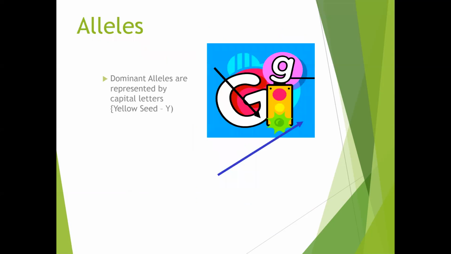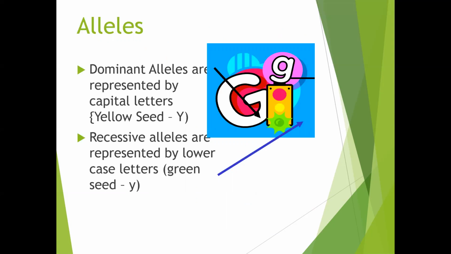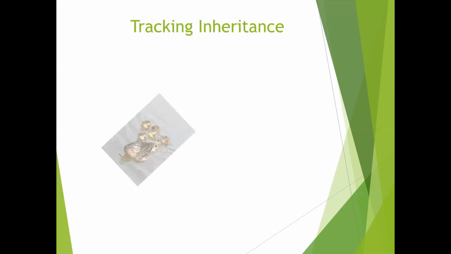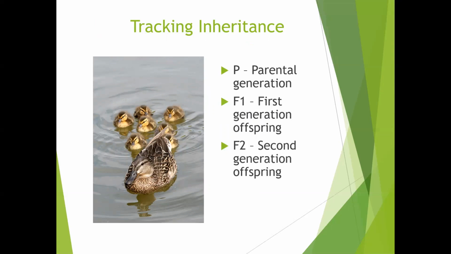All right, so let's just remind ourselves what alleles are. So we have dominant alleles. Those are going to be represented by a capital letter. And we have recessive alleles. Those are going to be represented by a lowercase letter. All right, so some more terms. We have our parental generation, our first generation, and our second generation. So that parental generation is going to be designated by a P. F1 will be that first generation, and F2, and so on. You know, it'll keep going, F3, F4, and things like that.